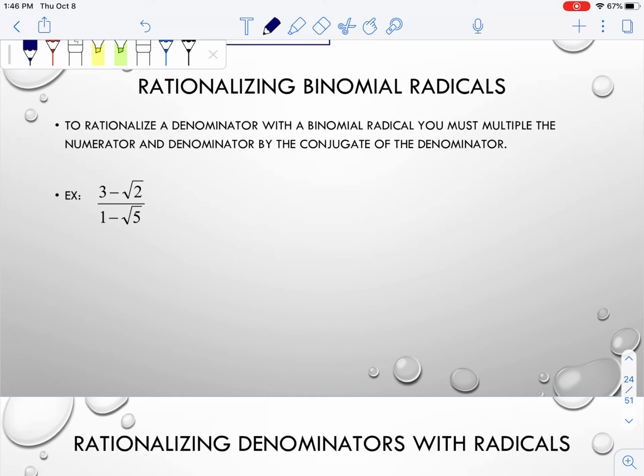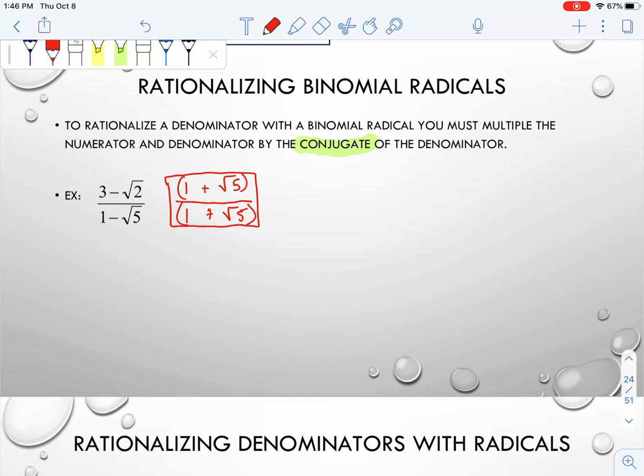Where else did we hear that term conjugate? Yes, complex numbers. We multiply by the complex conjugate. There's no other way to get rid of that root 5 down there other than to multiply by the conjugate. So what is the conjugate? Remember, everything stays the same. We just change the sign in the middle. So it's subtraction, so now I'm going to make it addition.